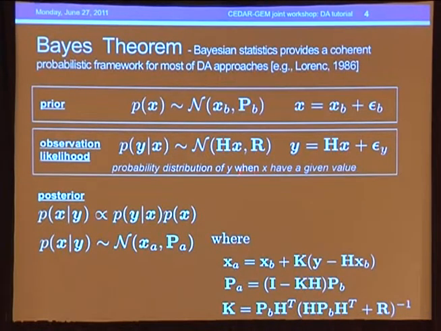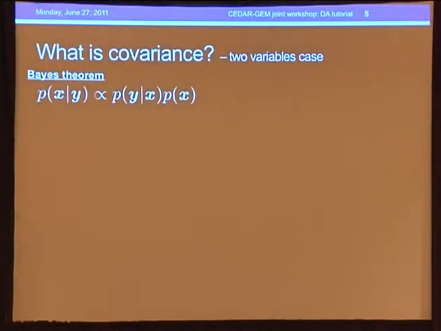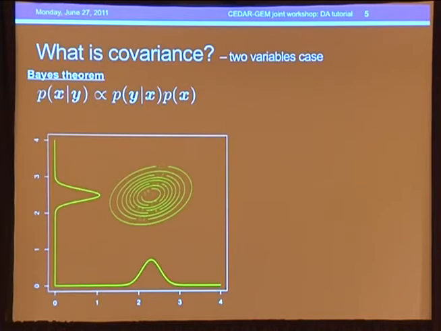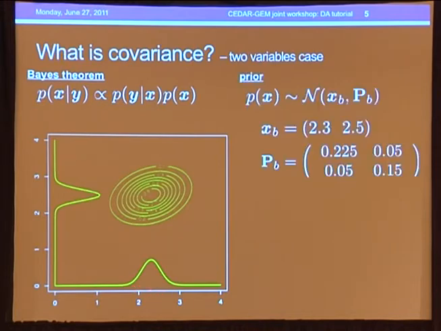Okay, so now I just want to spend a few more slides to explain this mysterious term, covariance. It's easy to understand variance, but covariance, what is it? So let's think about a two-variable case. What could be a good example? Okay, two variables: the gas price in Colorado and the gas price in New Mexico, for example.